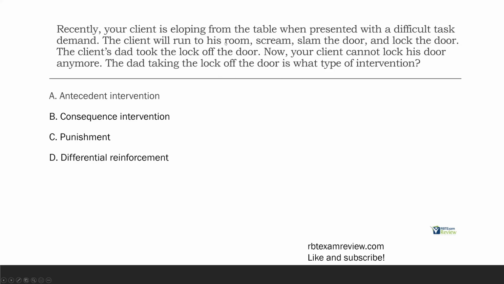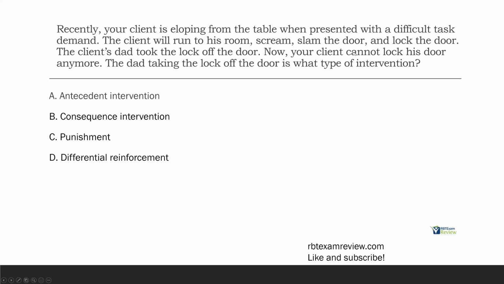So be careful here. The client does all this stuff, runs to his room, screams, slams the door, locks the door. Now the lock is removed. So when the client does all this, they can't lock his door anymore. The lock being taken off the door happens before he's able to lock his door again. Okay. Actually, an antecedent intervention. It happens before the behavior. Not a consequence intervention. Okay.